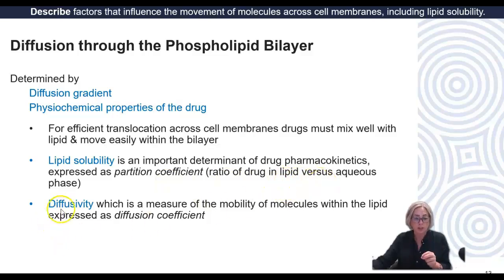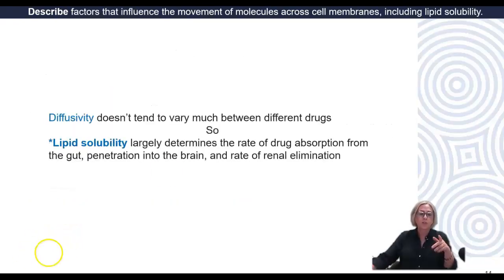And diffusivity then, which is a measure of the mobility of molecules within the lipid, is expressed as the diffusion coefficient. So diffusivity doesn't tend to vary much between different drugs. So it's the lipid solubility then that largely determines the rate of drug absorption from the gut, penetration into the brain, and the rate of renal elimination. Now, if you think of this penetration into the brain, it's really important. I'll give you an example.